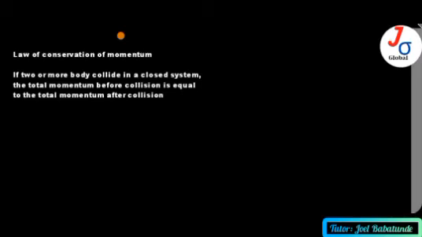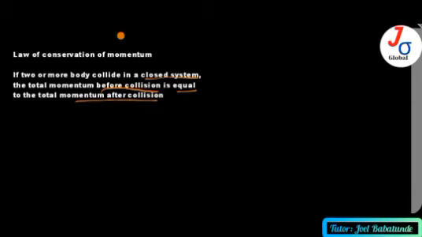All right, so we're looking at the law of conservation of momentum. So our momentum can actually be conserved. Let's say if two or more bodies collide in a closed system. A closed system means that there is no external force acting on the two bodies. Now, the total momentum before collision is equal to the total momentum after collision.